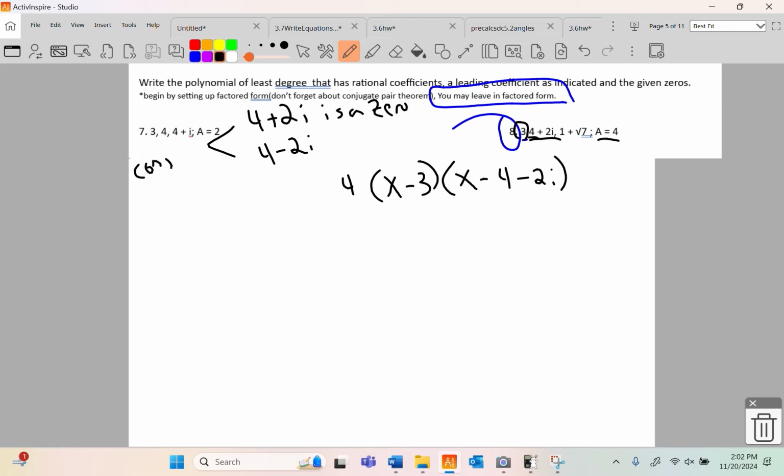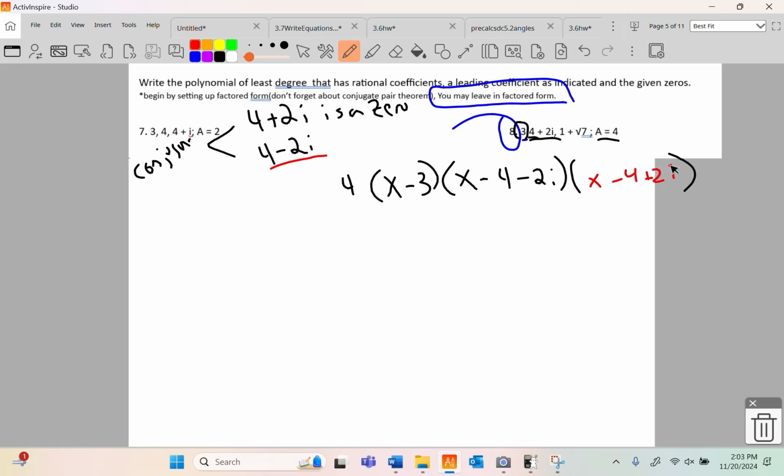Conjugates. Learning that vocab word will help you with that. You'll remember that, the conjugates. So 4 minus 2i is the 0. What's the factor, Milo? A little more than that. You gotta change both signs. X is fine. The signs on the numbers change. There you go. Negative 4 plus 2i.